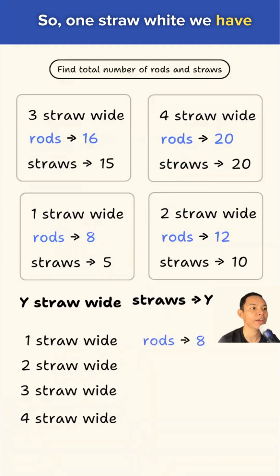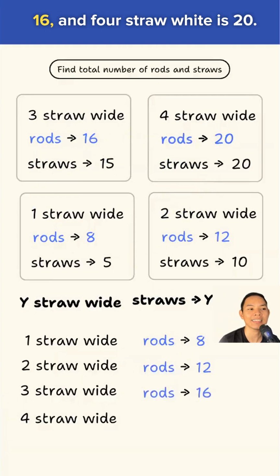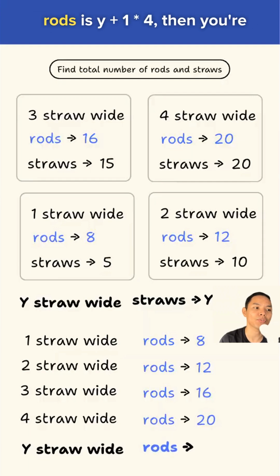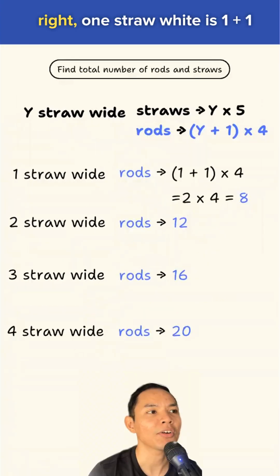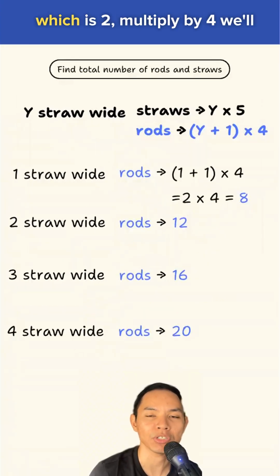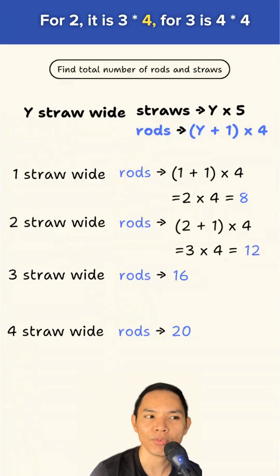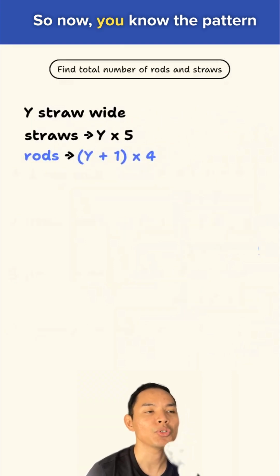One straw wide, we have 8 rods. Two straws wide is 12 rods. Three straws wide is 16. And four straws wide is 20. Can you guess the pattern for rods? If you guessed the pattern for rods is (y plus 1) times 4, then you're right. If you look closely, one straw wide is 1 plus 1, which is 2, multiplied by 4, we get 8. For 2, it is 3 times 4. For 3 it is 4 times 4. And for 4 straws wide, it is 5 times 4. So now you know the pattern.